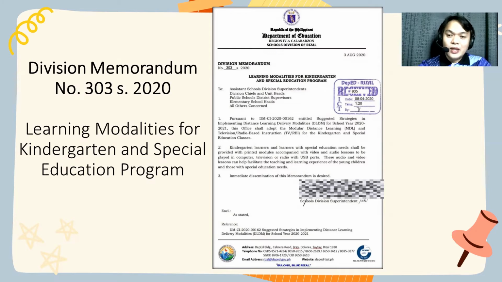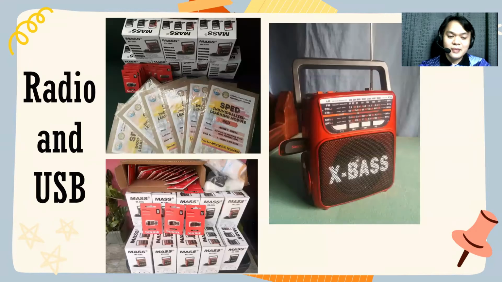In school year 2020-2021, we actually adopted modular distance learning and radio-based instruction only. We don't have online distance learning. It is in accordance with the DepEd Results Division Memorandum Order number 303 series of 2020, also known as Learning Modalities for Kindergarten and Special Education Program. However, we are also doing online teaching for those who are capable and have means to sustain online learning.